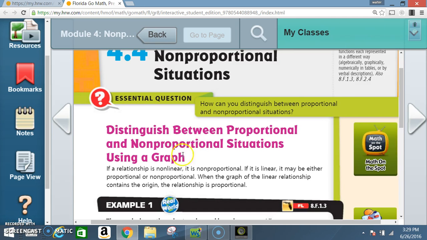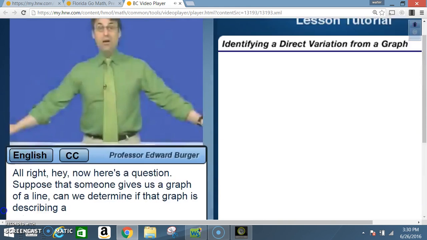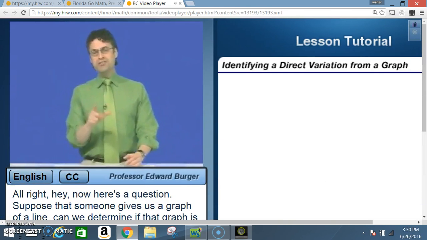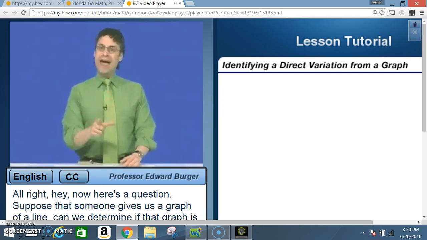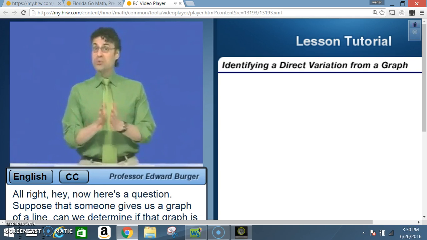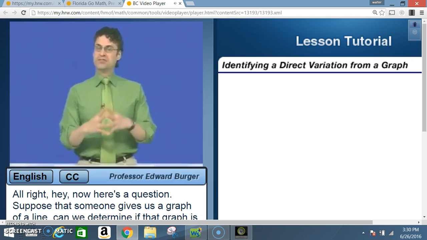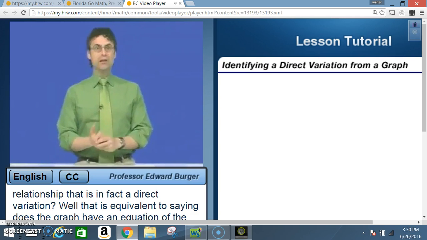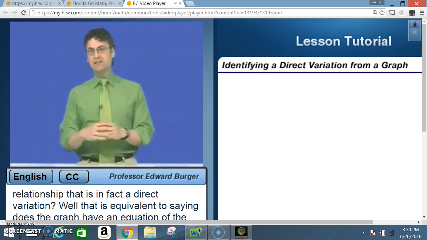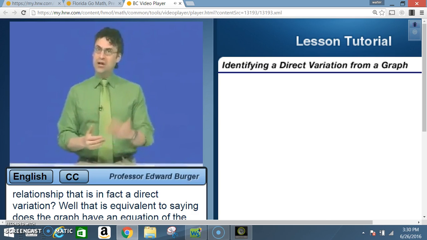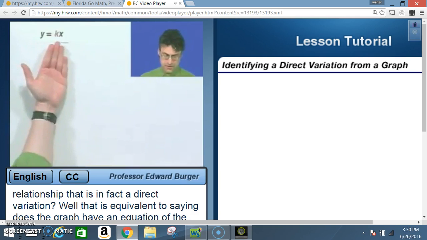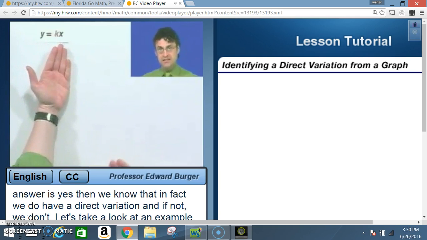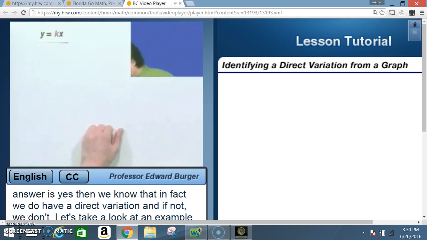Okay, let's take a look at some examples, starting with example 1. Now here's a question. Suppose that someone gives us a graph of a line. Can we determine if that graph is describing a relationship that is, in fact, a direct variation? Well, that is equivalent to saying, does the graph have an equation of the form y equals kx? If the answer is yes, then we know that we do have a direct variation, and if not, we don't. Let's take a look at an example.